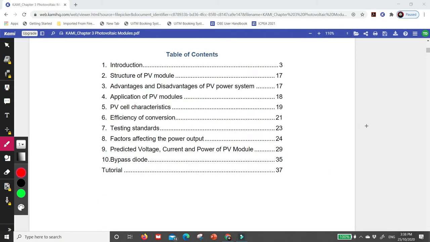Number 1 is introduction. Number 2 is structure of PV module. Number 3, we will learn about advantages and disadvantages of PV power system. Number 4, application of PV modules. Number 5, PV cell characteristic. Number 6, efficiency of the conversion. Number 7, testing standard. Number 8, factors that affect the power output. Number 9, predicted voltage, current and power of PV module. And lastly, the bypass diode.